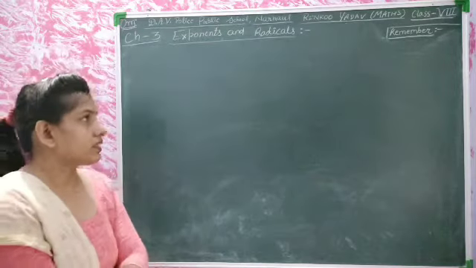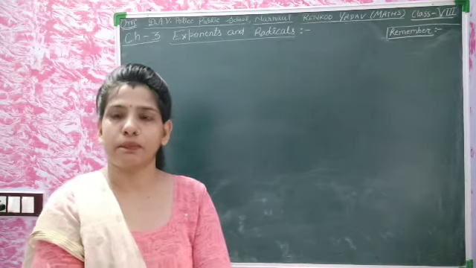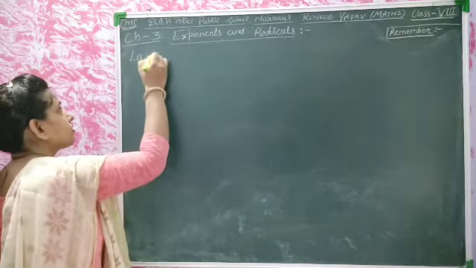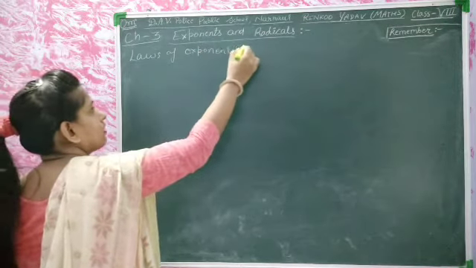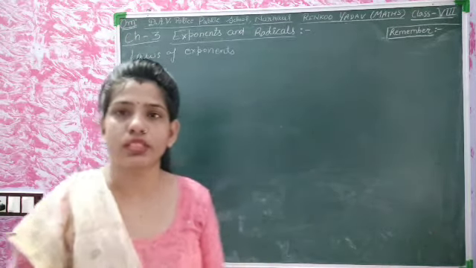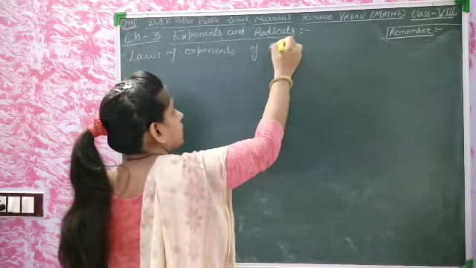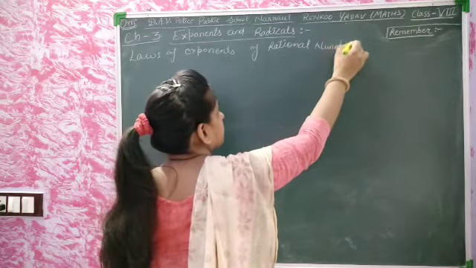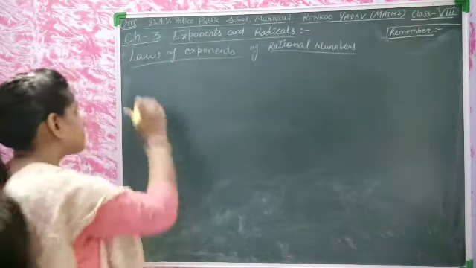Okay students, let's see here. We have already discussed in the previous class the laws of exponents. And now today we will discuss the laws of exponents of rational numbers. If there are rational numbers, then how do we solve the exponents? Let's see here. There are the laws.